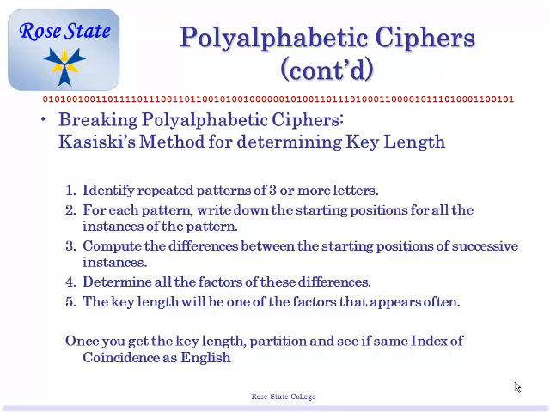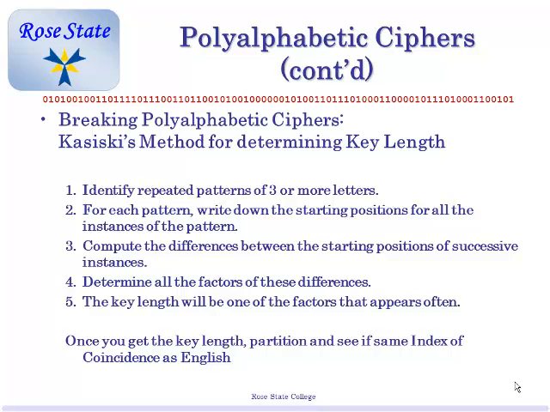So I go from each starting position, subtract the difference, and keep track of the differences. I go from the starting position of repeat pattern 1 to starting position of repeat pattern 2, and write that number down. Then go from 2 to 3, write that one down. And 3 to 4, write that one down, so on and so forth. Y'all with me? Then determine the factors of them.